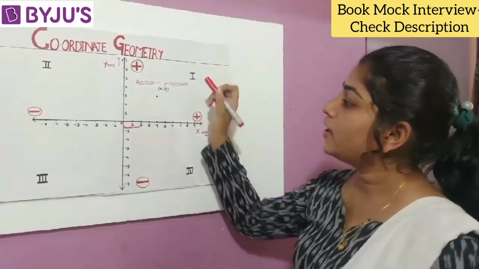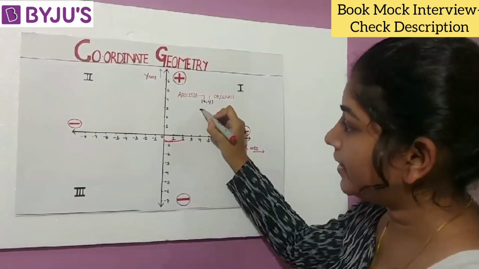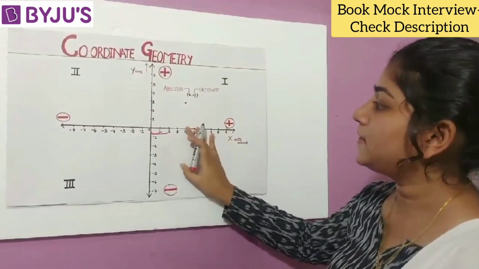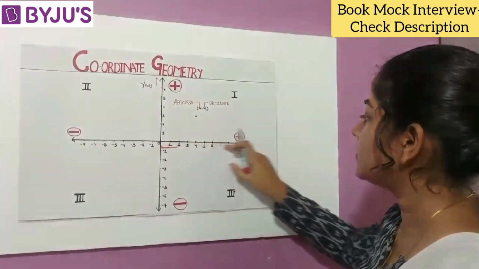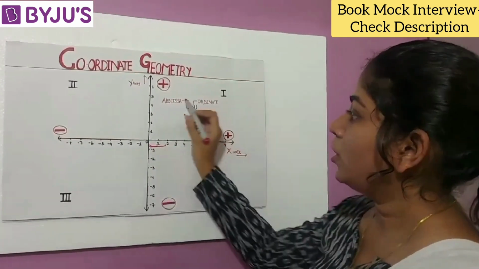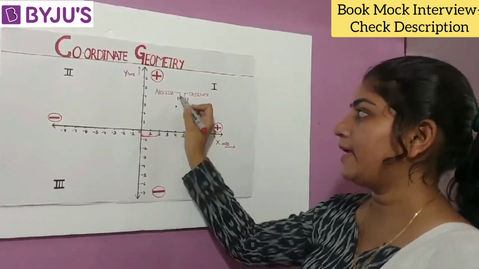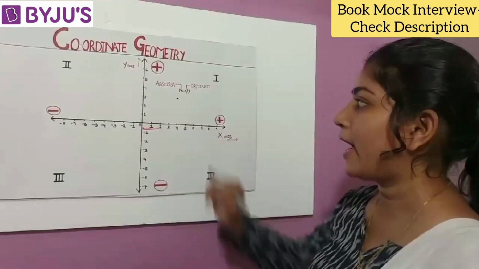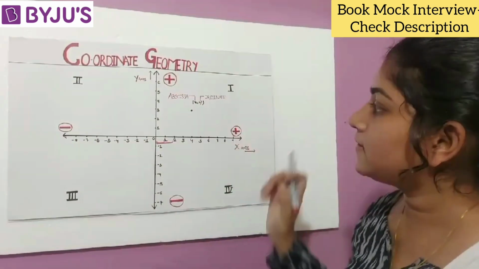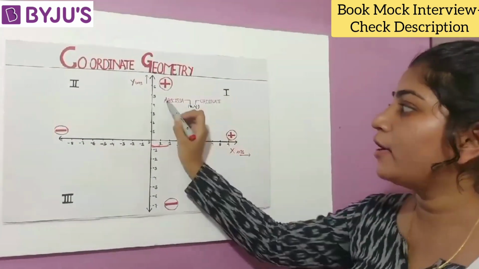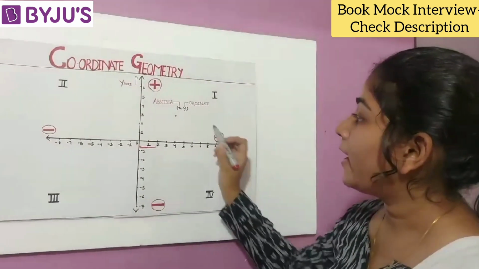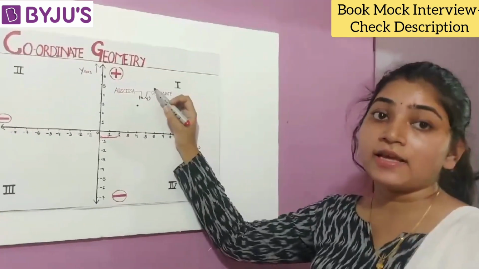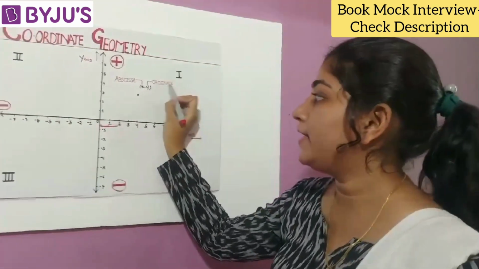Now we come back to our task: how we can find the location of a point. Here I take a point. As you can see, the point lies in relation to the x-axis and y-axis. So we can write it as (x, y) in brackets. Here, the first value is called the x-coordinate or abscissa, and the second is called the y-coordinate or ordinate.